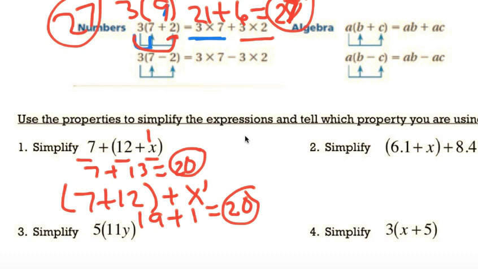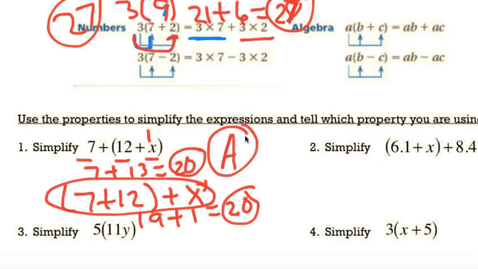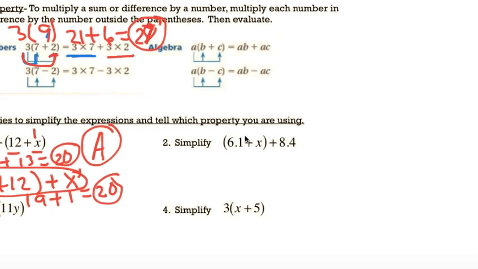So we changed who we associated together. In the first problem, 12 and x were associated together. And in the problem that I made up right here, 7 and 12 were associated together. In both ways, we got 20. So what property did I use? I used the associative property. Okay, let's go over to number 2.